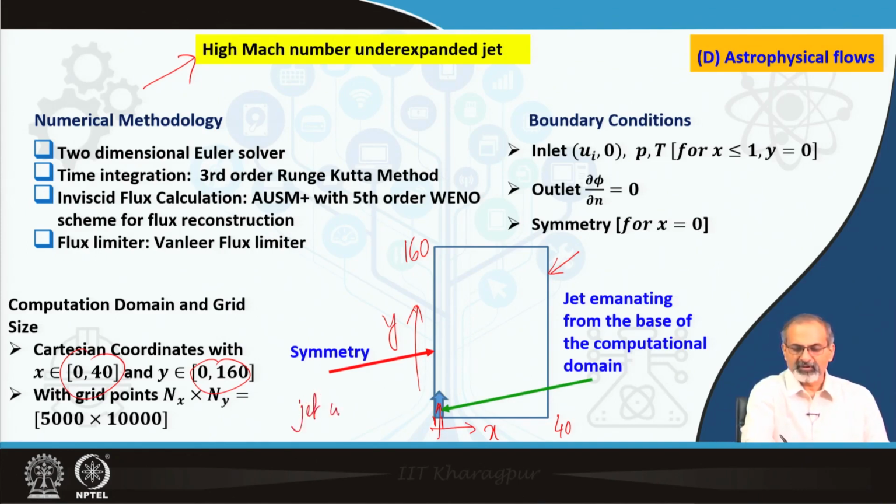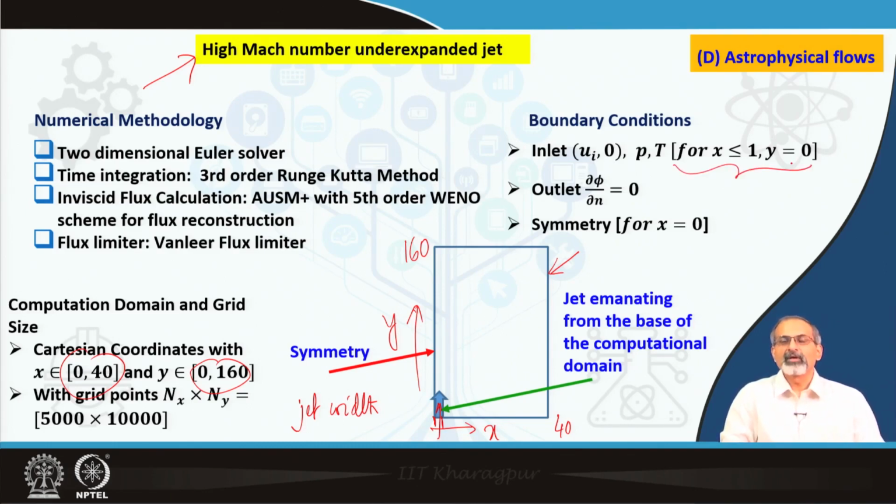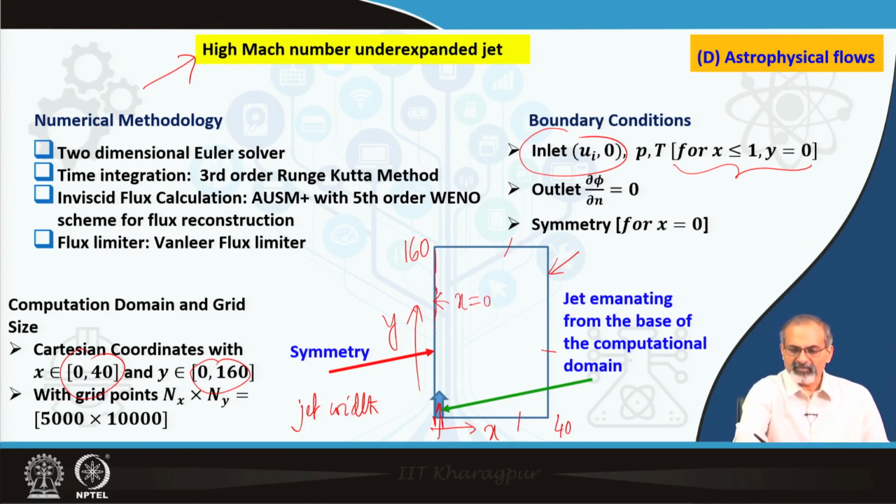The jet width you can consider to be spanning from 0 to 1. So, that is basically the region that we are talking about, y equal to 0 and x less than or equal to 1. That is basically the inlet from which the jet is emanating. All the remaining boundaries on the right and top and a portion of the bottom are considered to be outlets, where a wave transmissive kind of boundary condition is applied, while at x equal to 0 this boundary is considered to be a symmetry boundary.